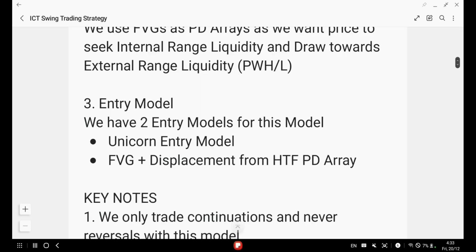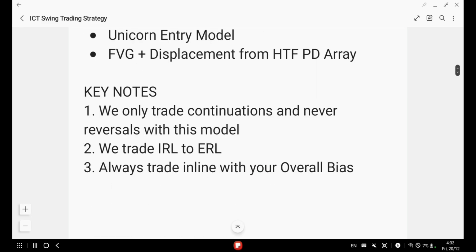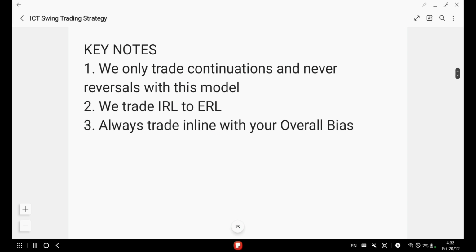Entry model. We have two entry models for this model: unicorn entry model and the FVG plus displacement from higher time frame PD array entry model. For this one, we use more of a breaker / unicorn entry model. It's more of a breaker entry model, which we'll be using. I'll show you. Keynotes: we only trade continuations and never reversals. We trade internal range liquidity to external range liquidity, and we always trade in line with our overall bias.